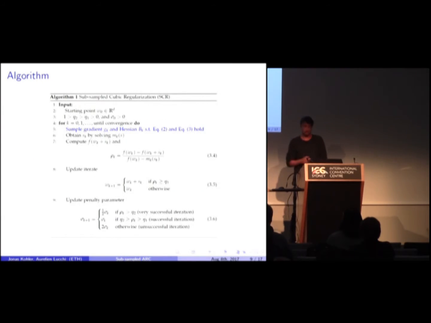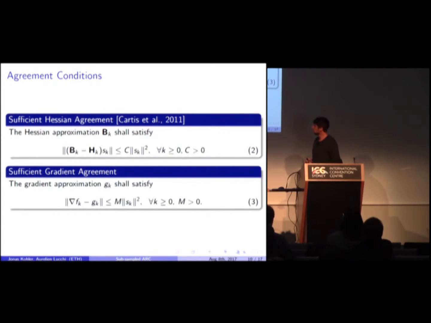That's our algorithm. It's basically exactly the same as the original ARC algorithm, just that in line 4, in each iteration, we sample the gradient and Hessian information. Then we build this cubic model, you solve it, you assess the step by how good it is, and then either accept it or reject it, and update the penalty on the step size norm.